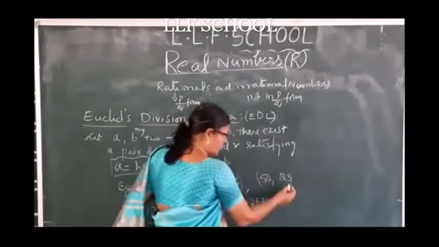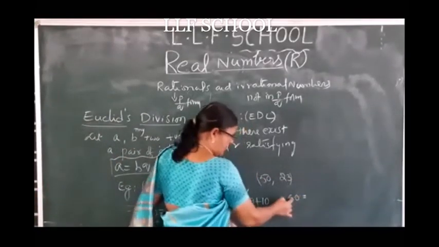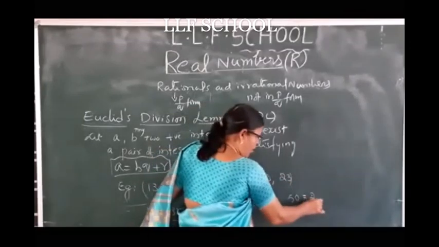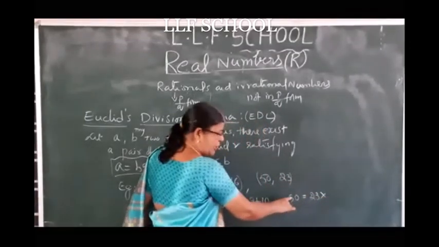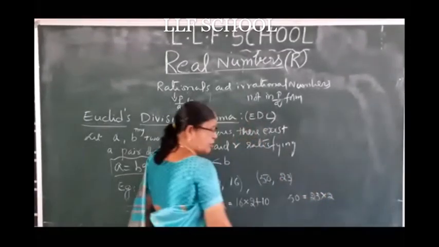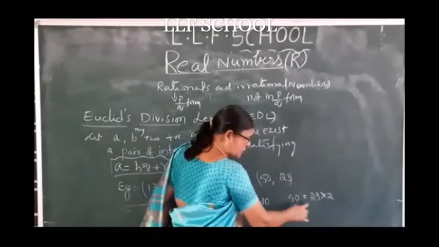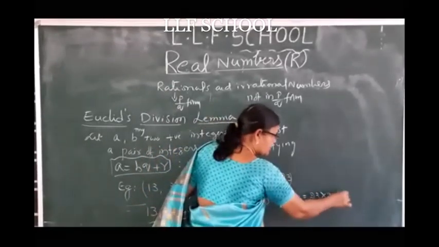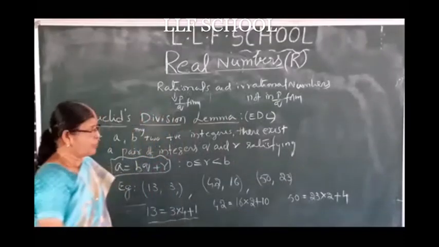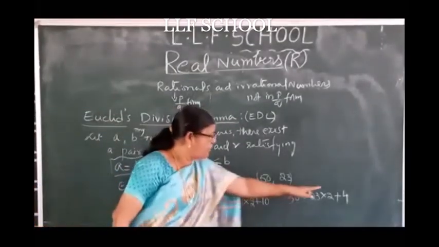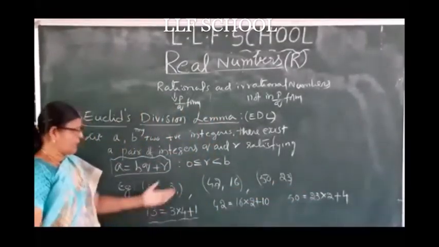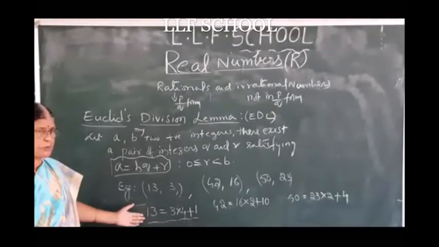Like that, 50 and 23 also. 50 is the A number. 23 divides this how many times? 23 twos are 46. The balance is 4, 46 subtracted from 50. Now these pairs of positive integers can be expressed in this form, A = BQ + R.